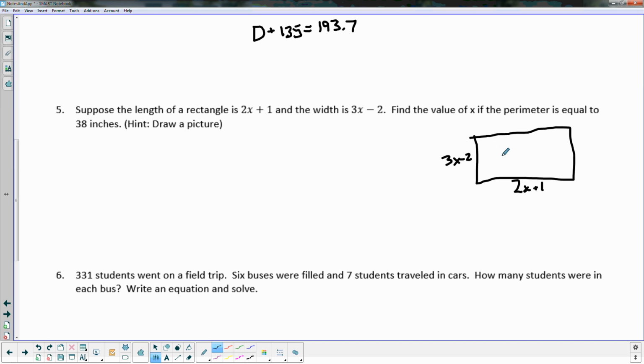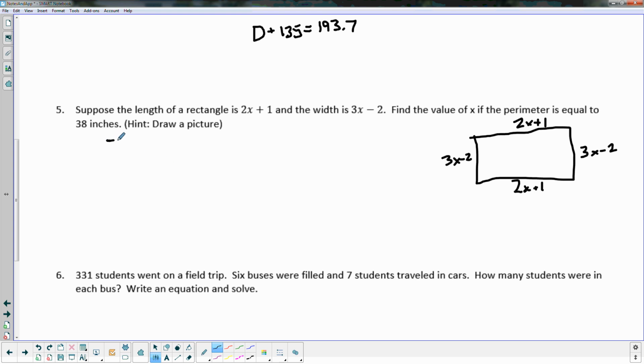And then I know, since it's a rectangle, that the opposite sides are equal. So over here I'd get another 3x minus 2. And here I would get a 2x plus 1. This may not be to scale by any means. What I mean by that is, maybe the longer side is actually the width, and I have it drawn as the shorter side. That doesn't matter. That's the beauty of this, that part doesn't matter.